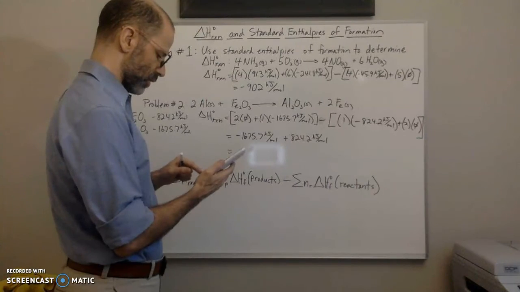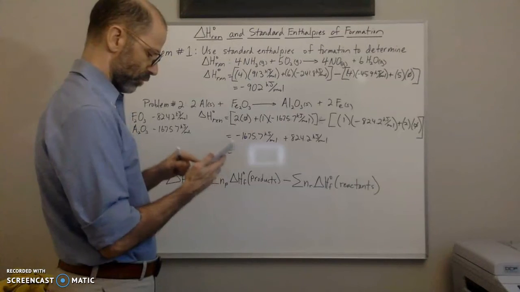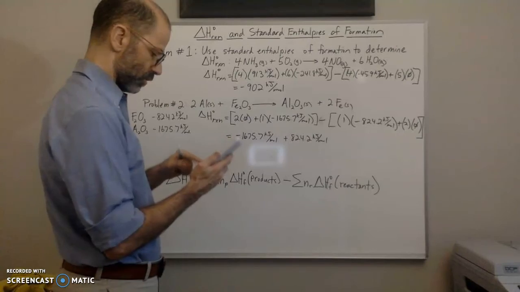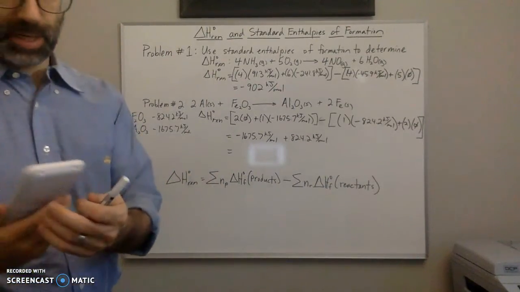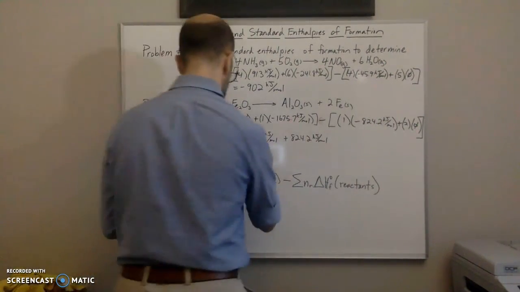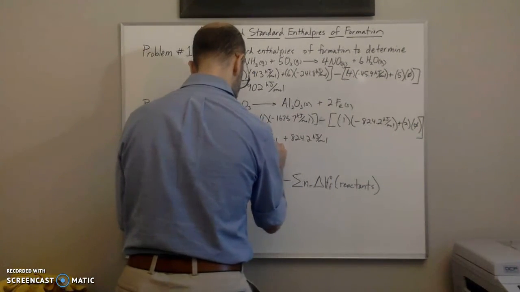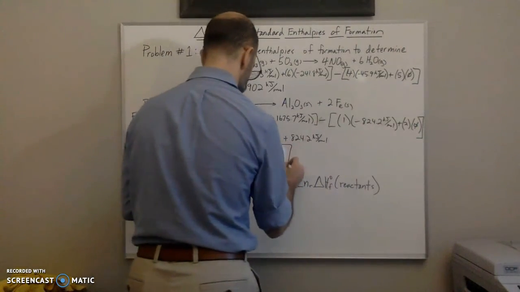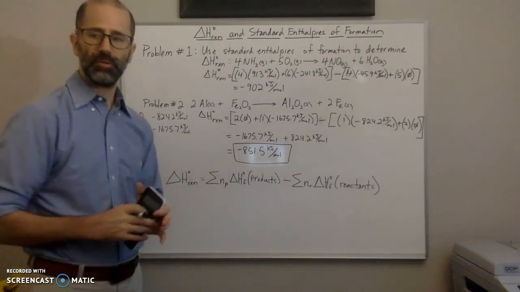When we add these together, 1675.7 plus 824.2, we get a negative 851.5 kilojoules per mole. So it's a highly exothermic reaction because it's negative.